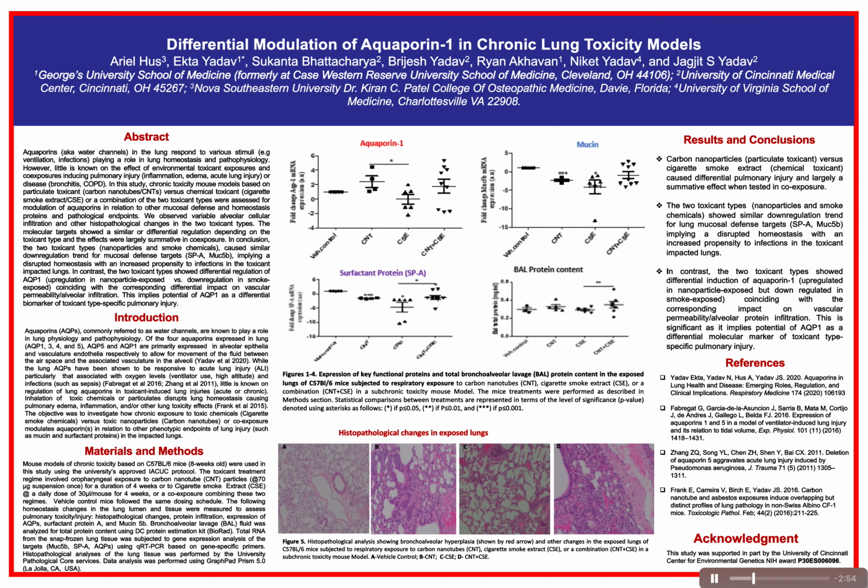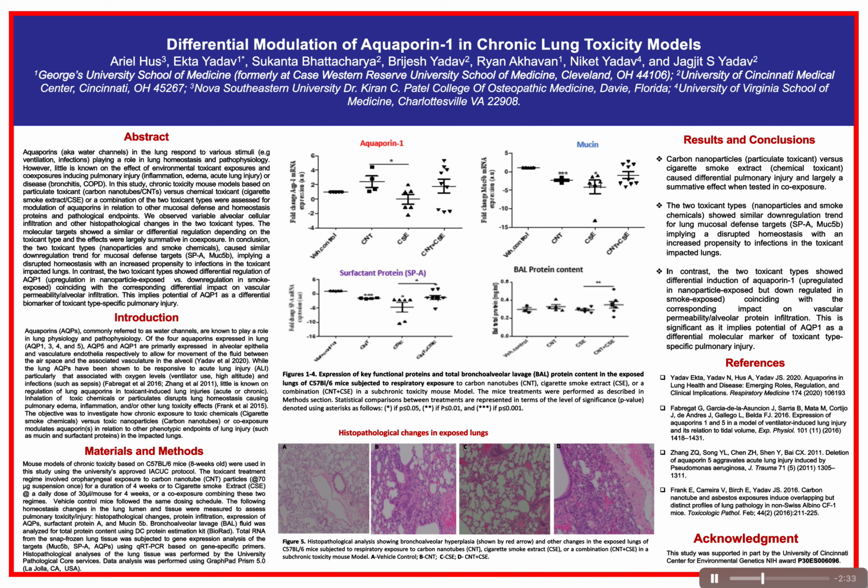Our study focused on three types of toxicants: particulate toxicants, such as carbon nanoparticles, referred to as CNT, and chemical toxicants, such as cigarette smoke extract, referred to as CSE, and the combined effects of these two toxicants, CNT plus CSE, to assess their impacts on lung aquaporins, mucosal defense proteins, and markers of pulmonary injury.